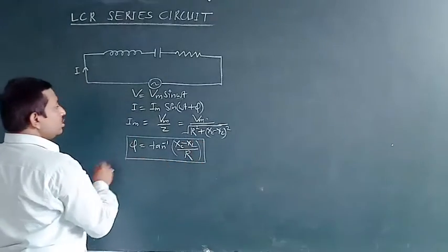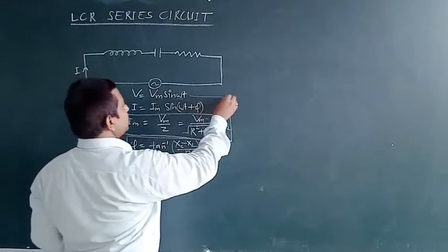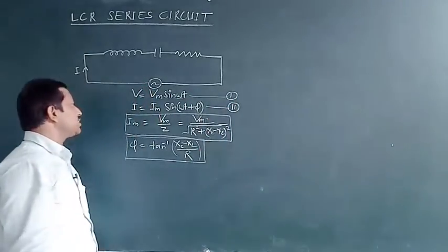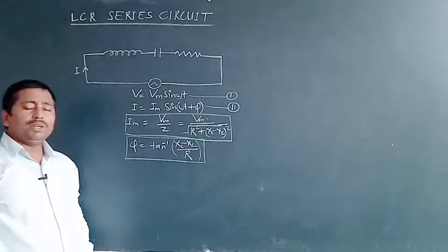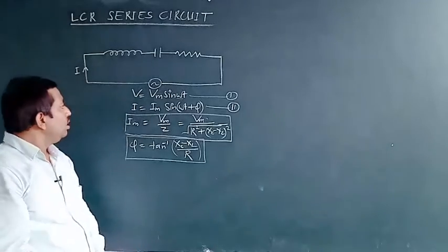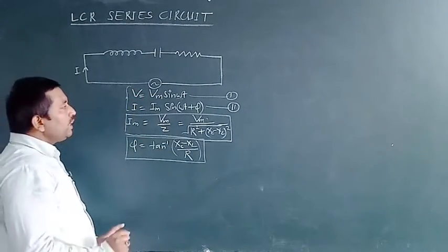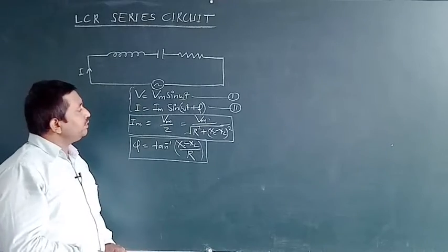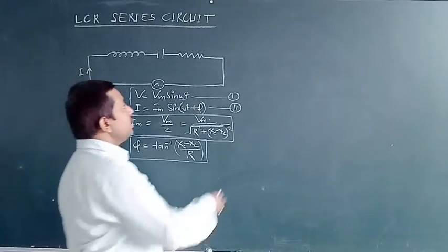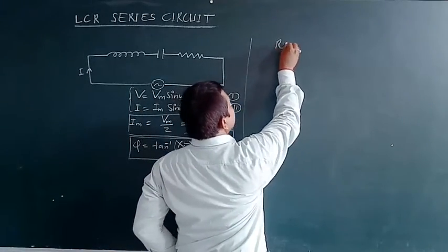So these are the two different equations. One is V equal to Vm sin omega t, and the second one is I equal to Im sin of omega t plus phi. With the help of these two equations, we can discuss different aspects of the LCR series circuit, in which the first aspect is resonance.